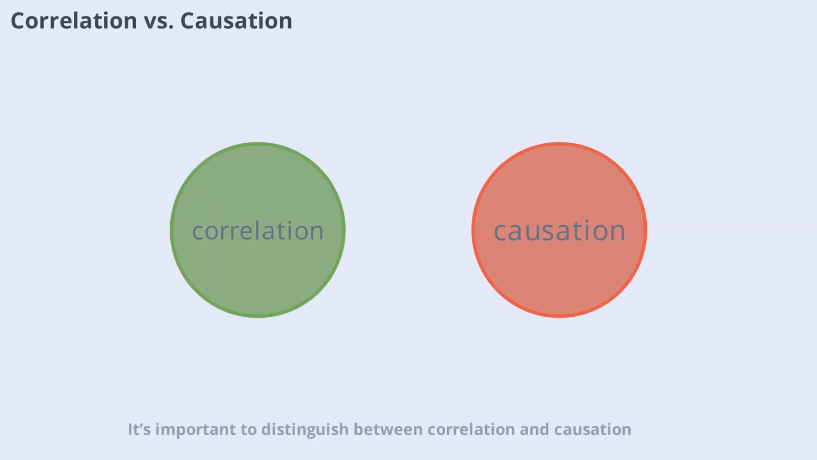It's important to distinguish between correlation and causation. Correlation means two variables move together, but it doesn't necessarily mean one causes the other. Causation implies a direct cause-and-effect relationship. Understanding this difference prevents you from drawing incorrect conclusions from your data.